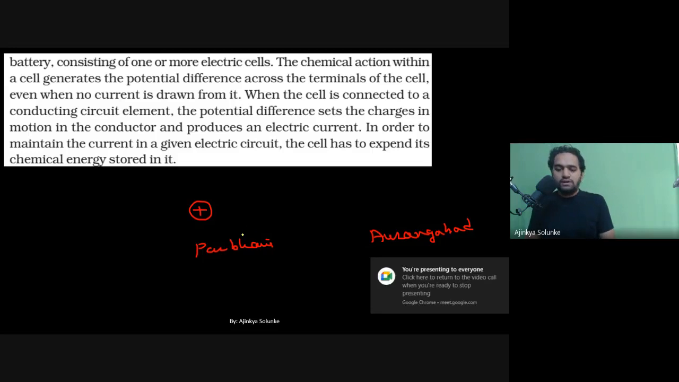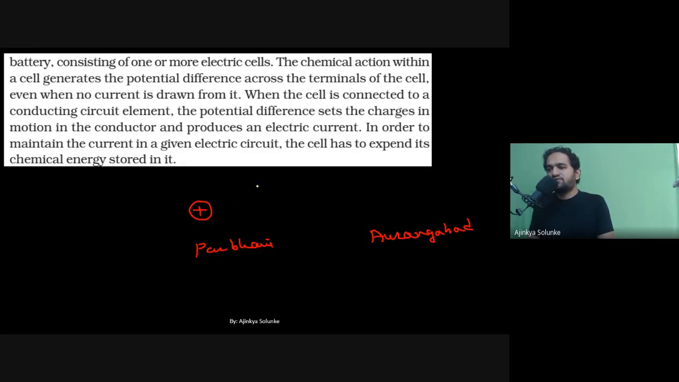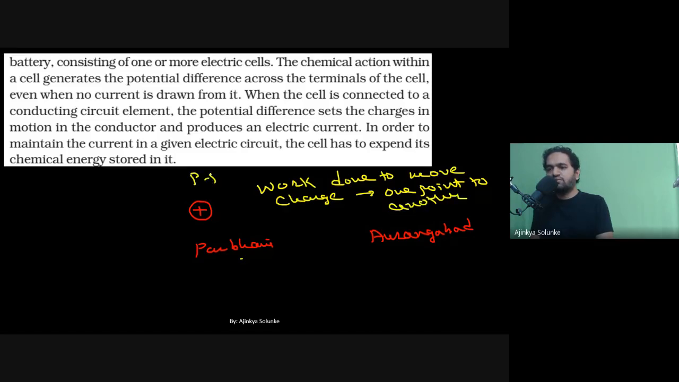Okay. So our charge is moving from Parbhani to Aurangabad. We have to do some work for moving this charge from Parbhani to Aurangabad. This work done to move a charge from one place to another is called potential difference. So what exactly is potential difference? The work done to move a charge from one point to another. Both the places are known in this case. This is called potential difference: the work done to move a charge from one place to another.